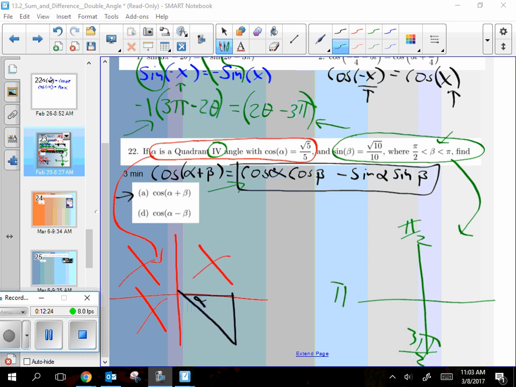And now it says cosine of that is root 5 over 5. Do you know cosine is adjacent over hypotenuse? So they're saying the adjacent side is root 5. The hypotenuse side is 5. And then, I don't know the last side.